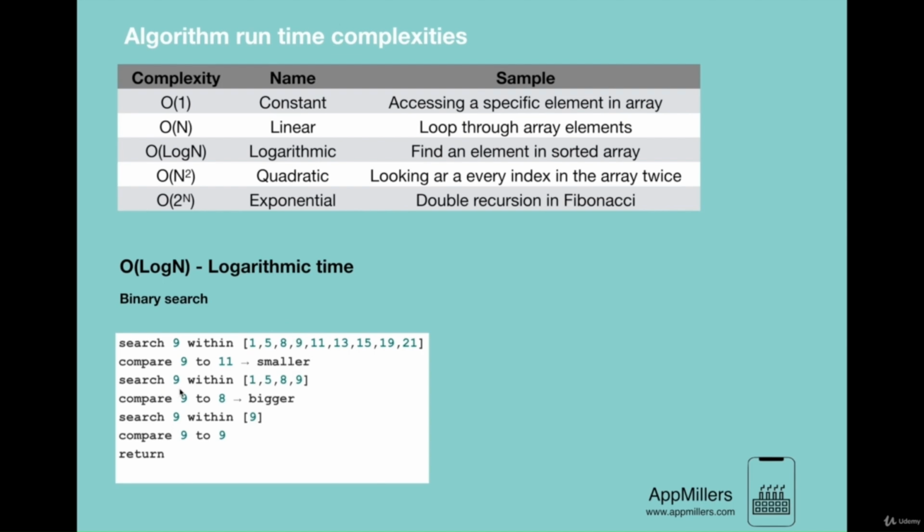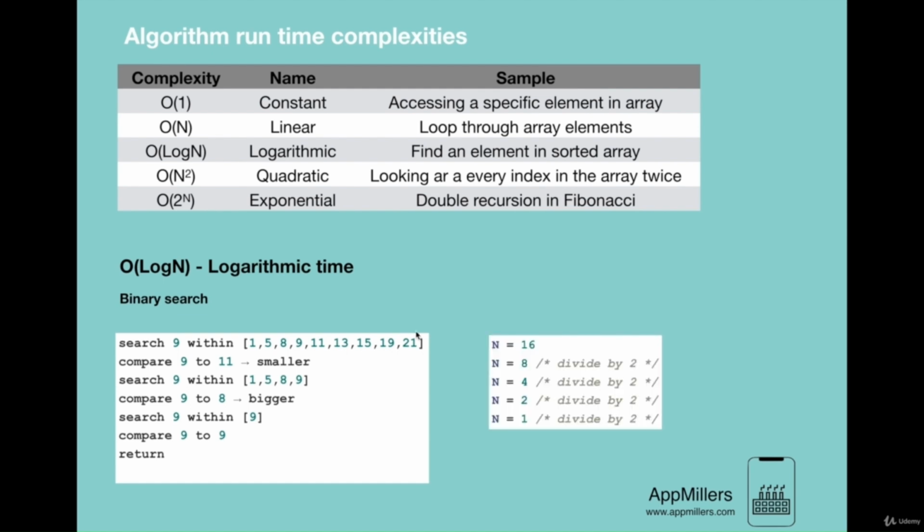Again, we are searching for 9 within this half array. Here, we again divide this array into two parts. The middle point here is 8, so we compare 9 to 8. We see that 9 is bigger than 8, which means that we will look at the right side. On the right side, there is only one number left. We compare this number with 9. We see that it's equal to 9, and we return 9.